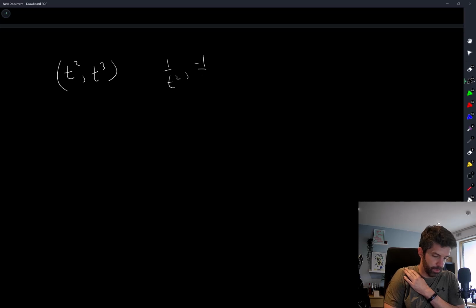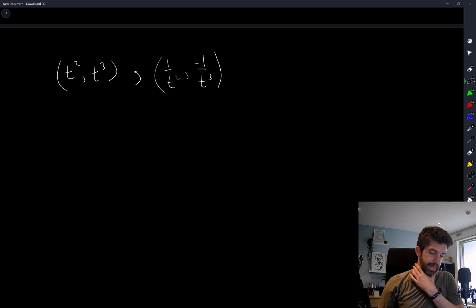Let's maybe go back to the points (t squared, t cubed) and (1 over t squared, negative 1 over t cubed). So this is my parameterization of pairs of points which create right angles with the origin.